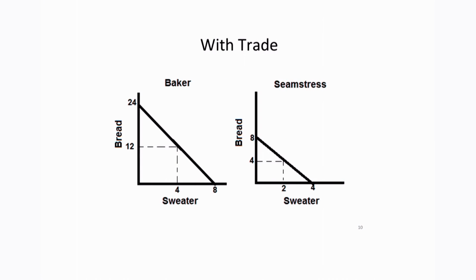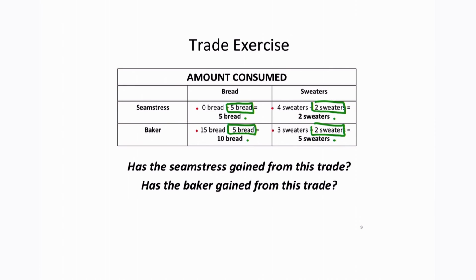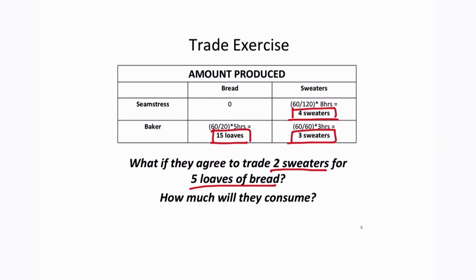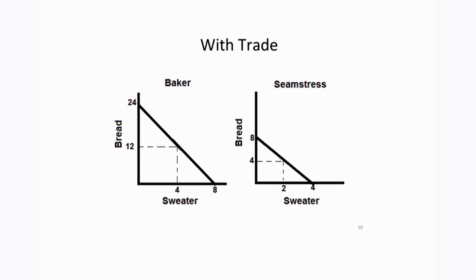Have they gained from this trade? Well, let's compare what they consume with what they can produce. So if we look back, the baker produces 15 loaves of bread and 3 sweaters. So he's producing 15 bread and 3 sweaters. We'll call this point P on the production possibility frontier. The seamstress is producing only sweaters. We'll call this point P.